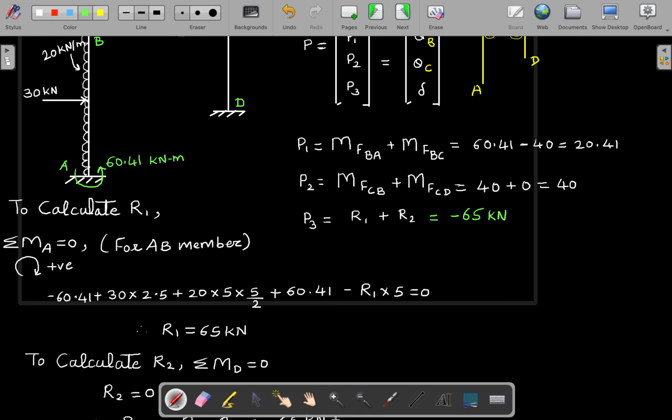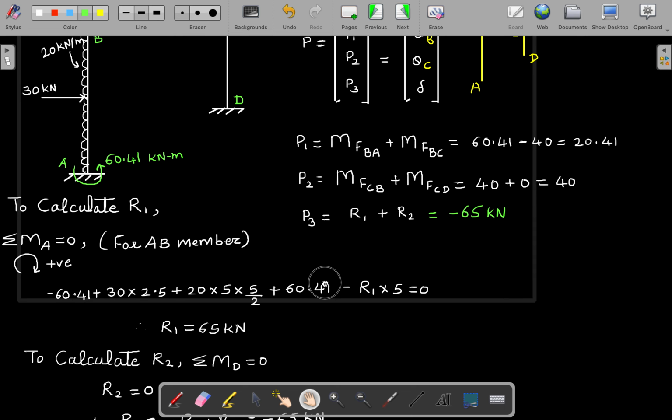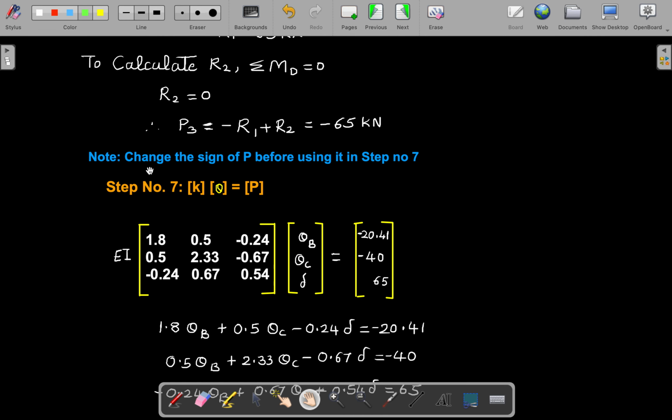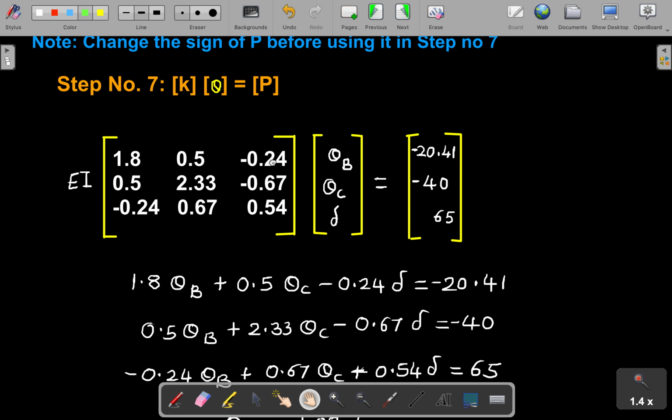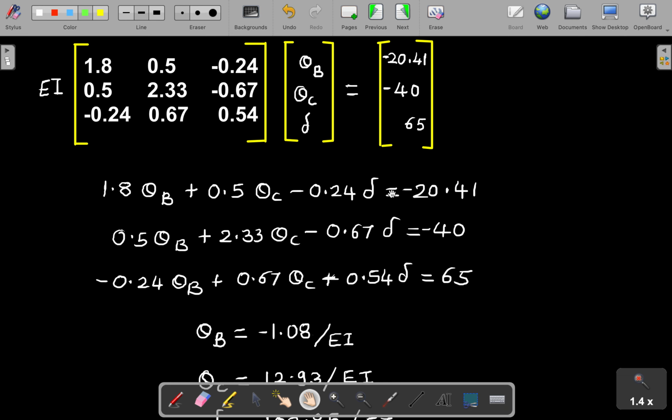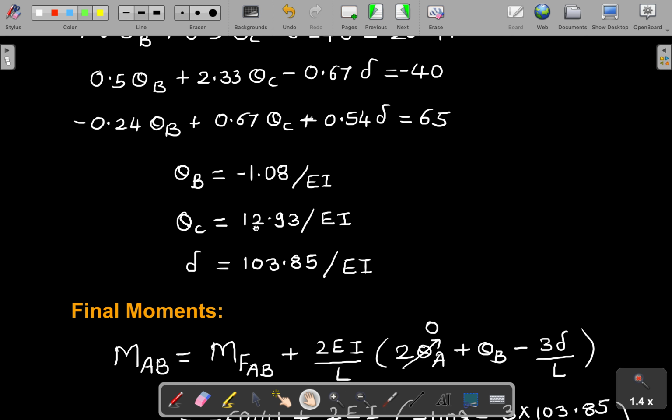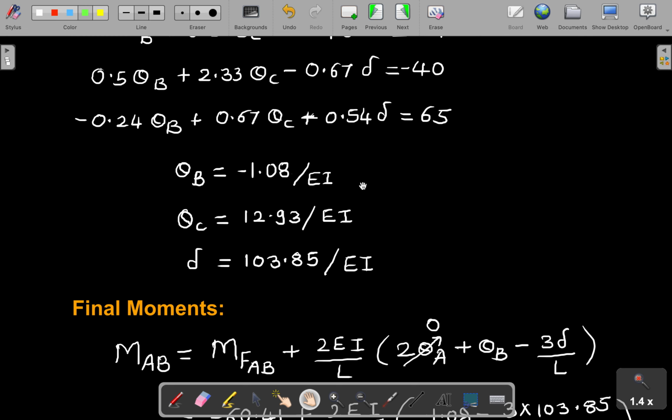Now we have to write it in matrix form. But before going to the next step, remember that we have to change the sign. Note the sign of P, change the sign of P before using it in step number 7. So we have to now write down the K matrix, and this theta matrix equals the P matrix. So K matrix I have copied here, theta B, theta C, delta, and the P matrix with the changed sign. Now you solve these equations. You can solve the matrix directly in your calculator and get the answer. So theta B, theta C and delta, these are the values after calculation.